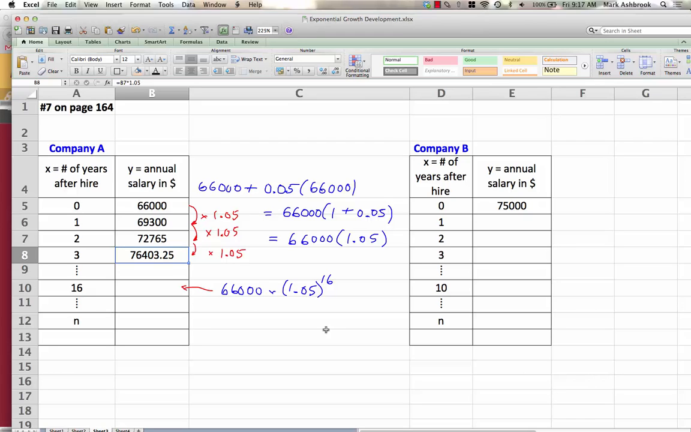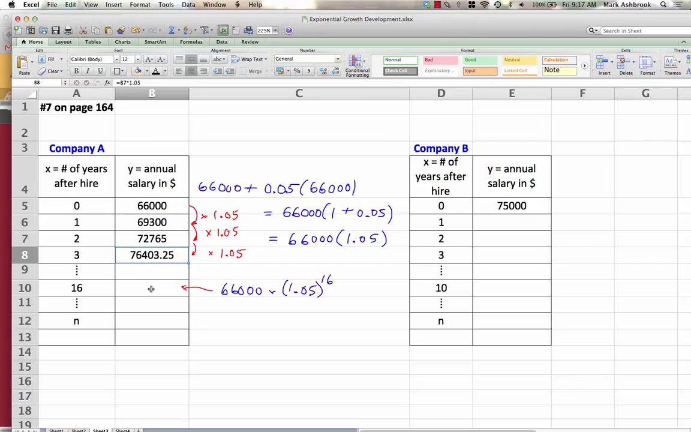Multiplication on what to get what? The output to get the new output. Ashley likes it. Right. It's multiplication on the output to get the next output. That's what the growth factor is. Okay? This is the growth factor, the initial value, or the exponent?